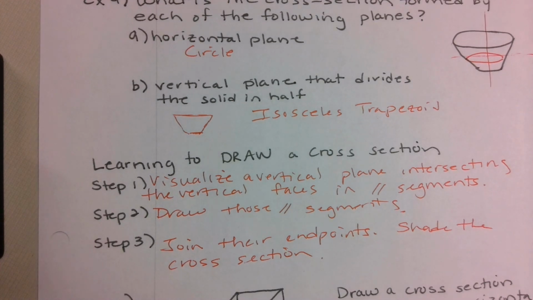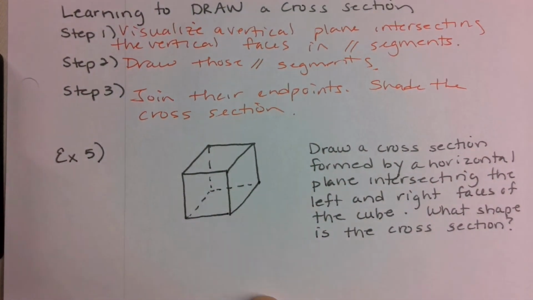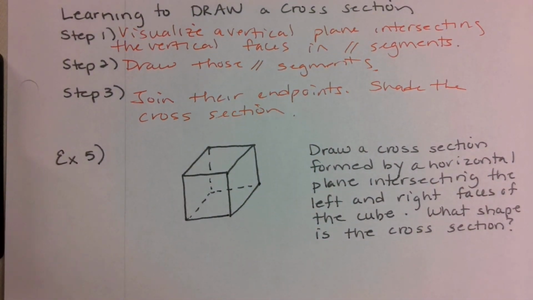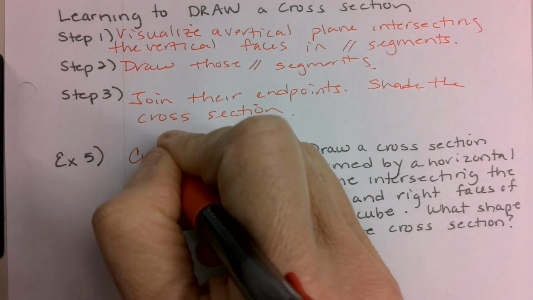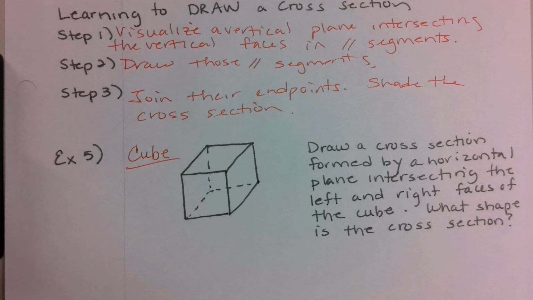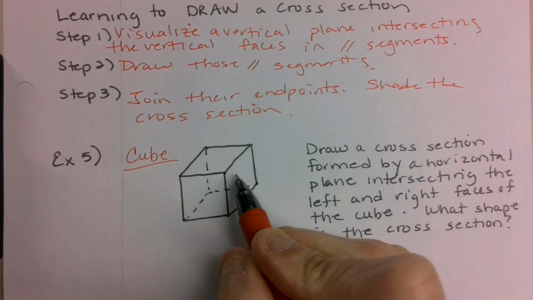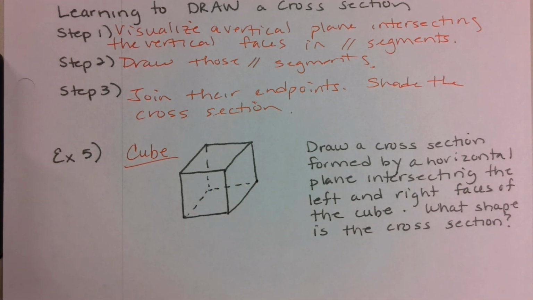So the hardest part is the visualization in my mind. So let's look at this. This is a cube, by the way. It may not look like it, but it is supposed to be a cube. Draw a cross-section formed by a horizontal plane. Okay, so right now you should be picturing chopping this horizontally in half, opening it up, and thinking about what you're going to see.